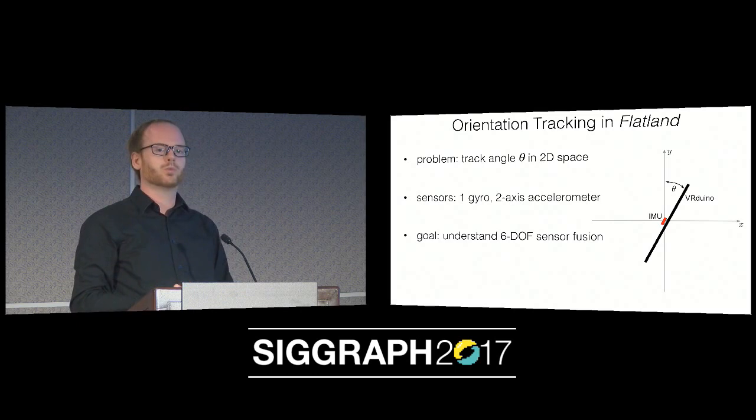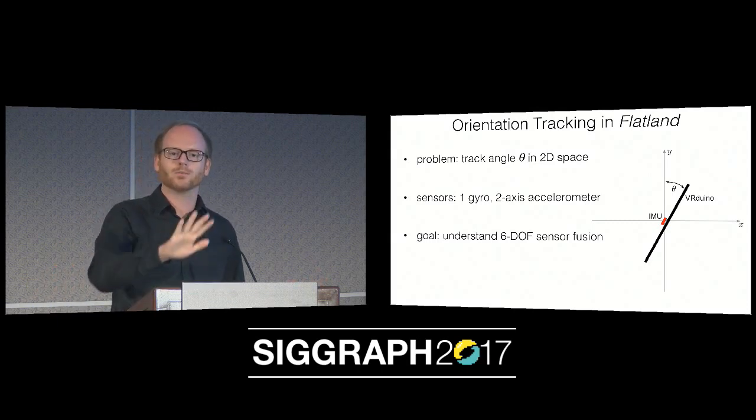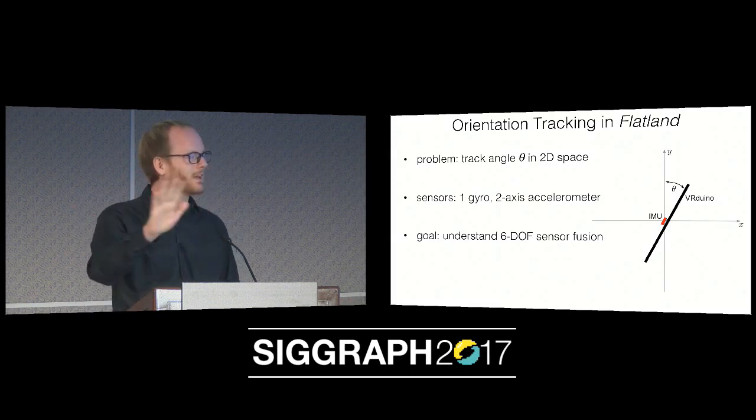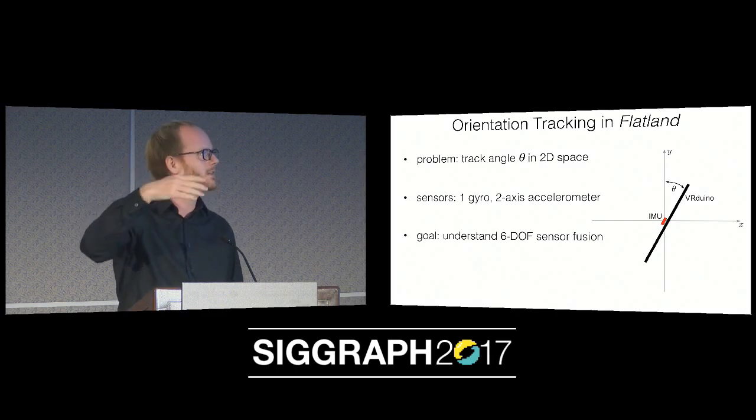So let's start out with a really simple example just to understand what's going on here and what's intuitively happening. So let's live in flatland for a second. Anybody read that book? We live in a flat world. It's not three-dimensional. It's really just x and y. In this case, we're going to have a gyro that tracks the one-dimensional angle, or in this case, angular velocity, but we want the angle theta.